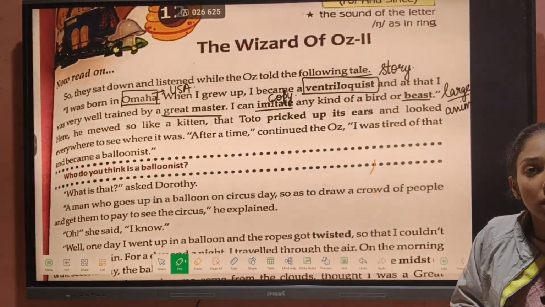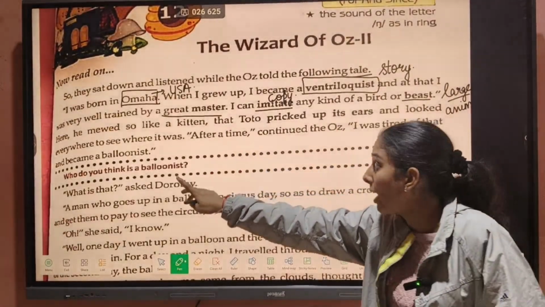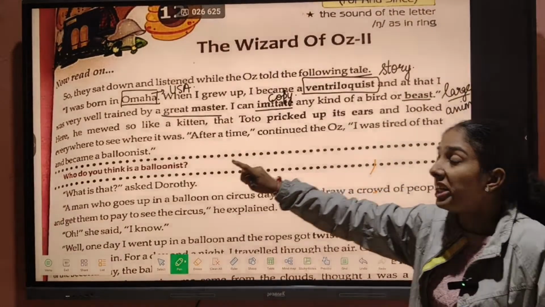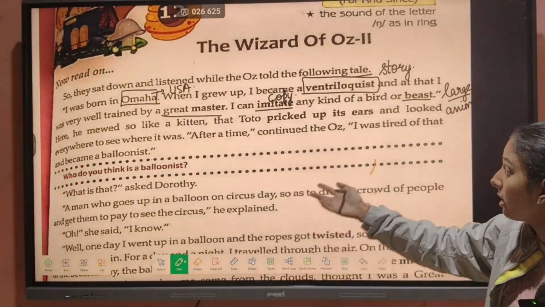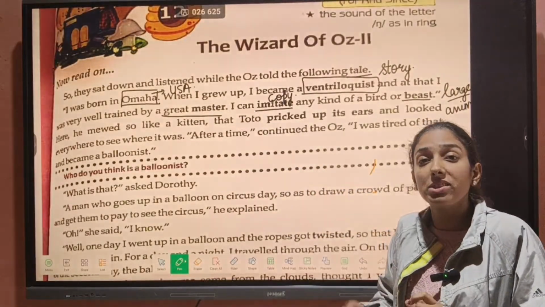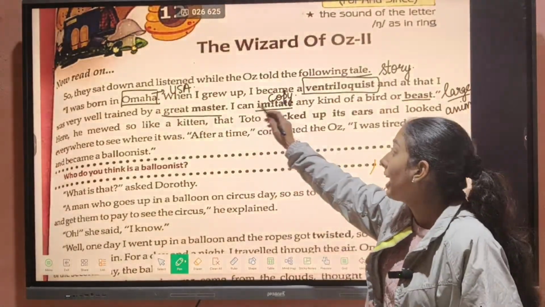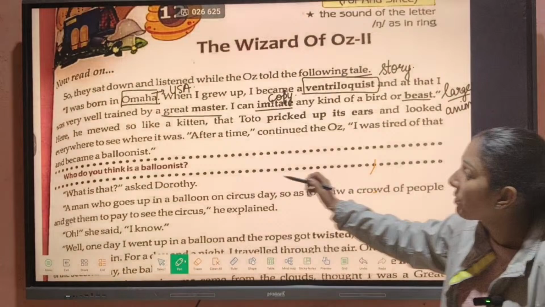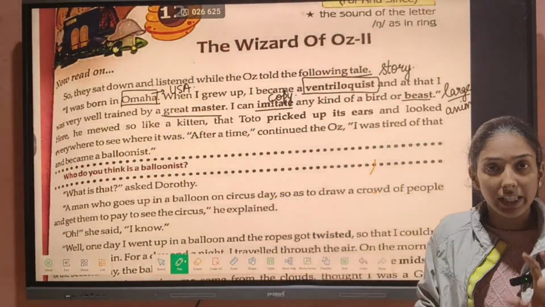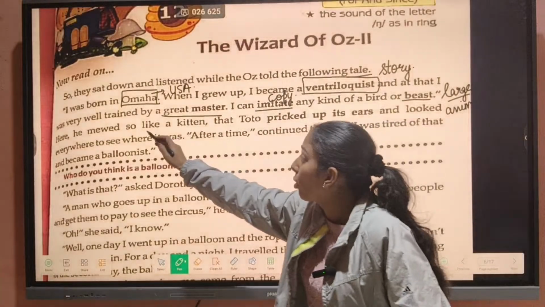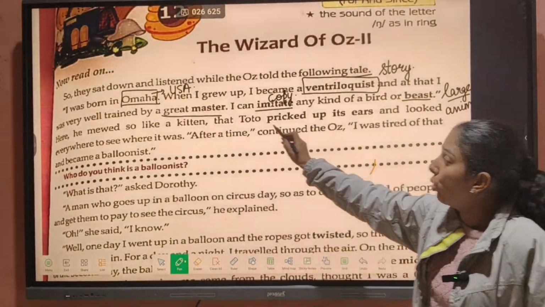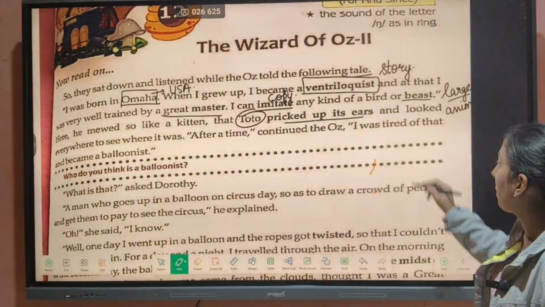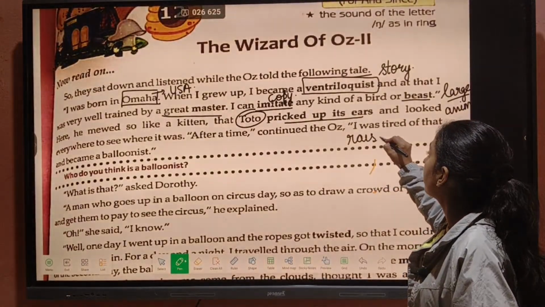Okay, so now Oz is telling his story that he was born in Omaha, and when he grew up, he became a ventriloquist. And he was very well trained by his master. Okay, master means a person who is expert of any skill. He can copy, he can imitate any kind of a bird or a beast. Okay, here he mewed. He has taken out sound of a cat, like a kitten, so that Toto, the dog of Dorothy, pricked up his ears. Pricked up his ears means raised his ears.